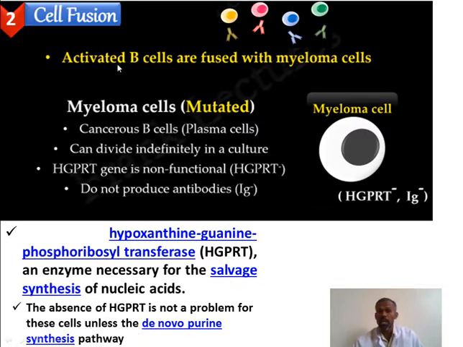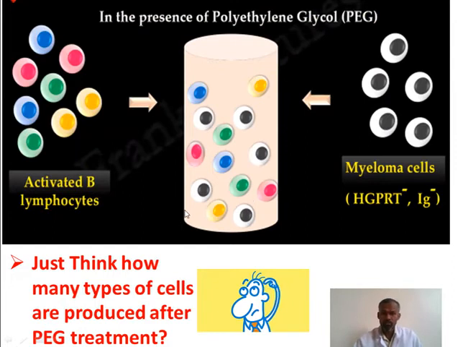Remember, the activated B cell has both pathways. Remember this one. Then, cell fusion. In cell fusion, we have activated B cells and myeloma cells. Remember, the activated B cell's lifespan is very short and it produces antibody. Myeloma cells have an indefinite lifespan, and they are HGPRT minus and immunoglobulin minus.